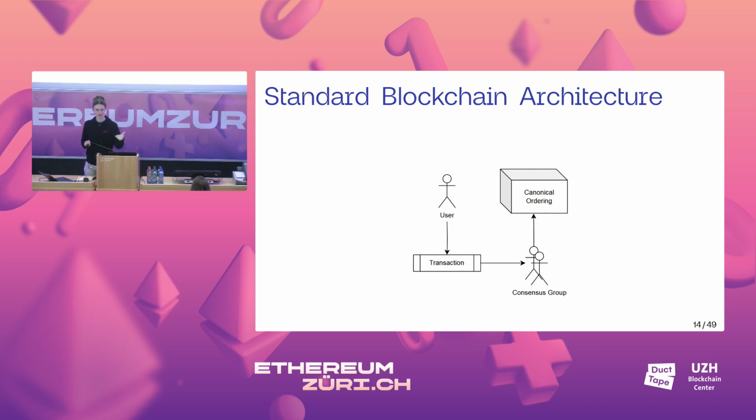And then when you have the canonical ordering, you can execute all the transactions and get the state of the blockchain. The important thing is that transactions can already be simulated before the consensus group even does its work, and that's where a lot of MEV, for example, comes from.